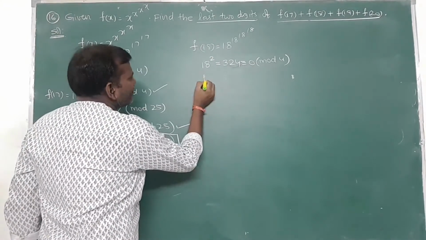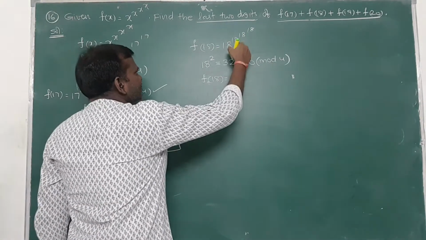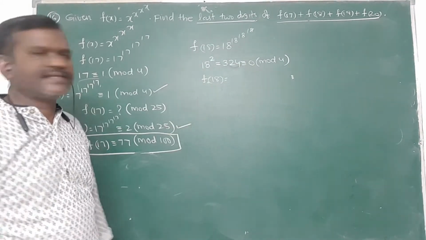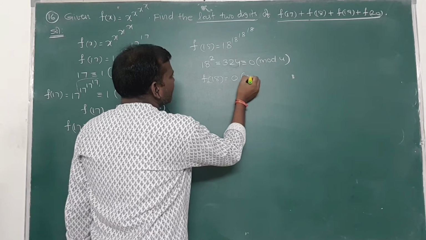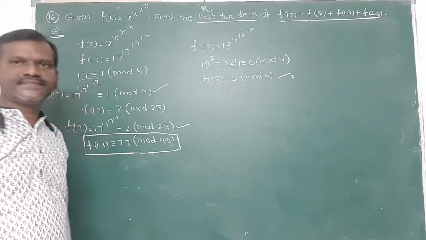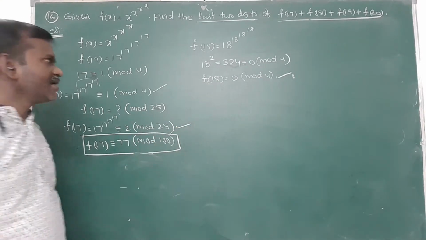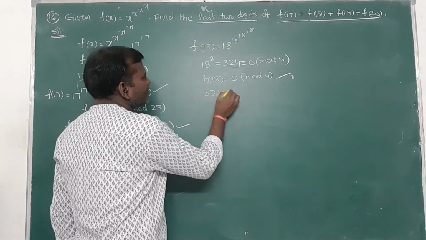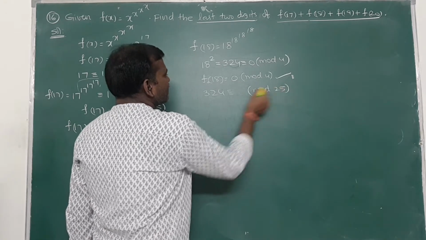So f of 18, if I take, 18 power 18 power 18, so this value is ultimately more than 2 and also an even number. That's why f of 18 value also leaves a remainder 0 when divided by 4. This is the first one. Then 25, I am taking 25. So f of 18, again 324 when divided by 25, what is the remainder? Minus 1 is the remainder.